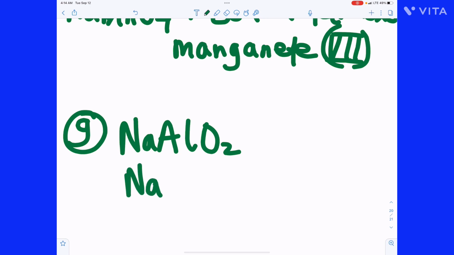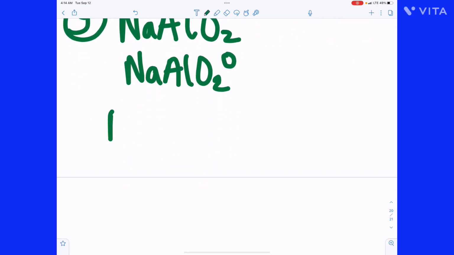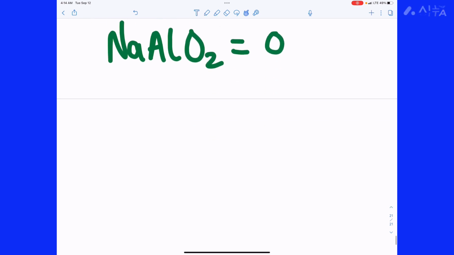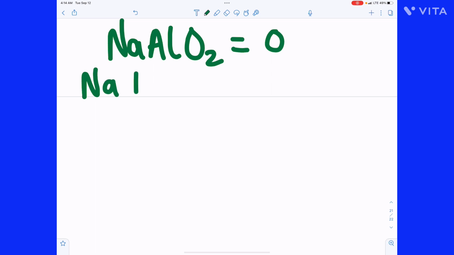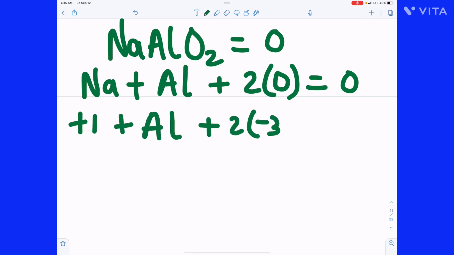There's no charge on the compound, so NaAlO2 is the same as NaAlO2 to the power 0. So the total charge on the compound is 0. That tells us that if you put the charge of the sodium together with the charge of the aluminum and the 2 oxygen atoms, you should get 0. I always write this as oxygen in brackets so it will not look like 20 or 30 or 40 and so on.